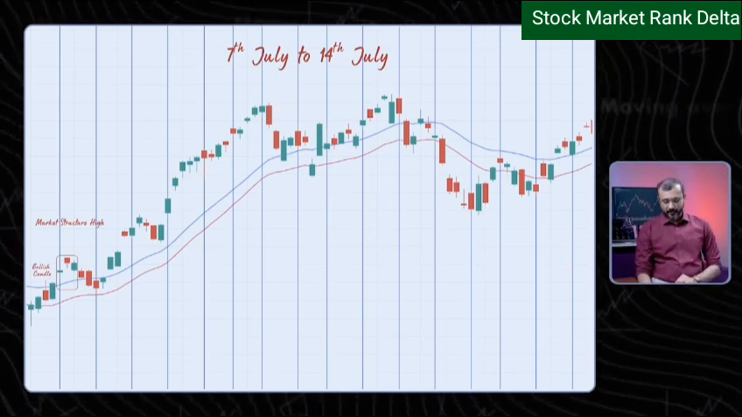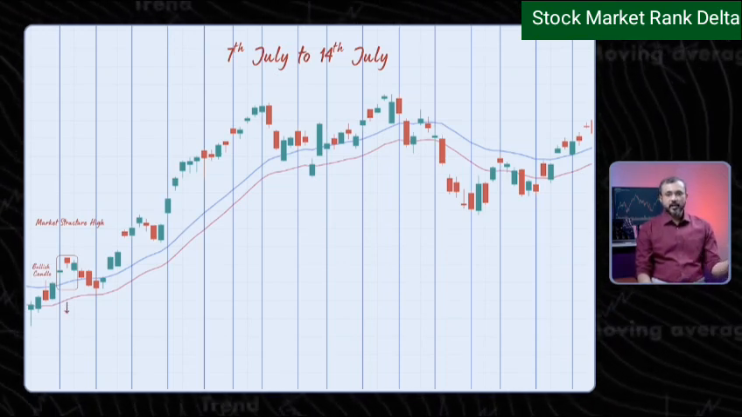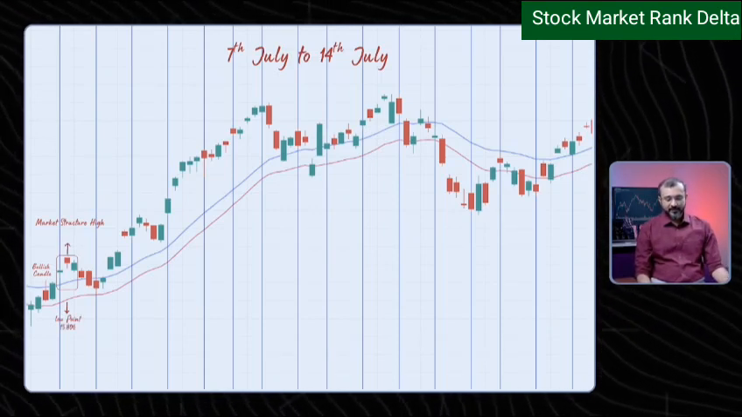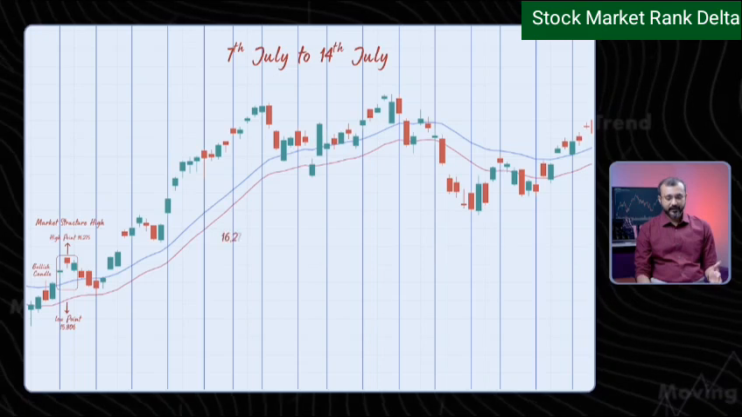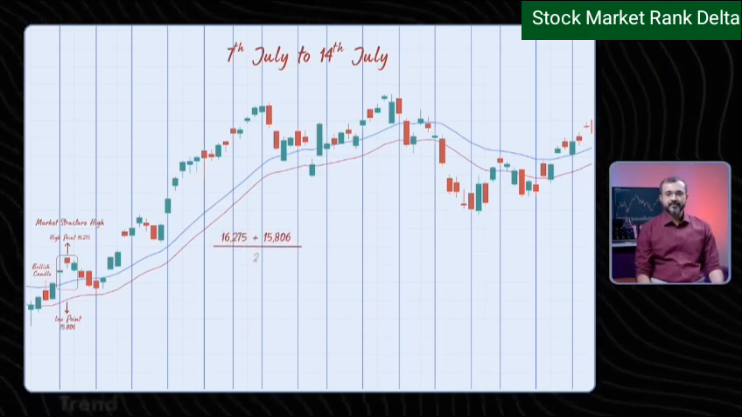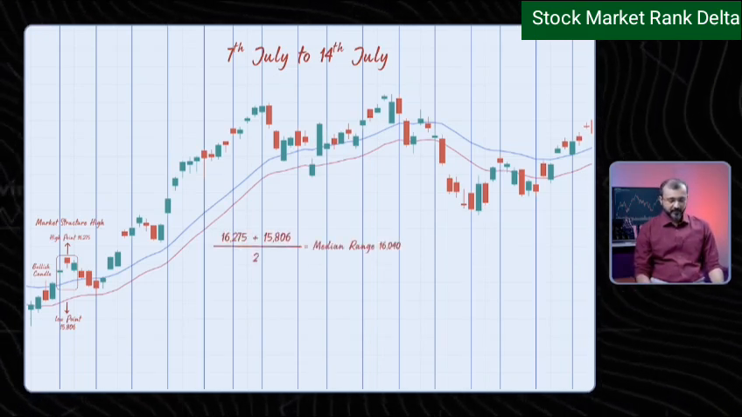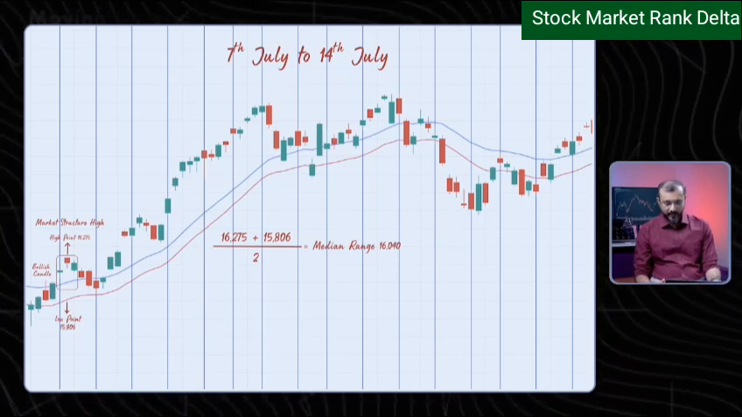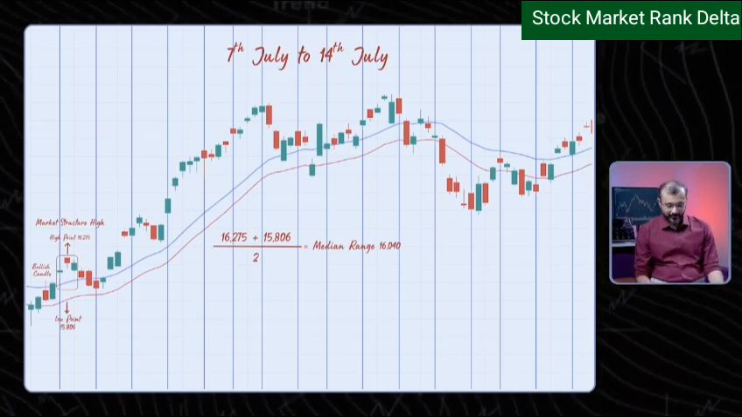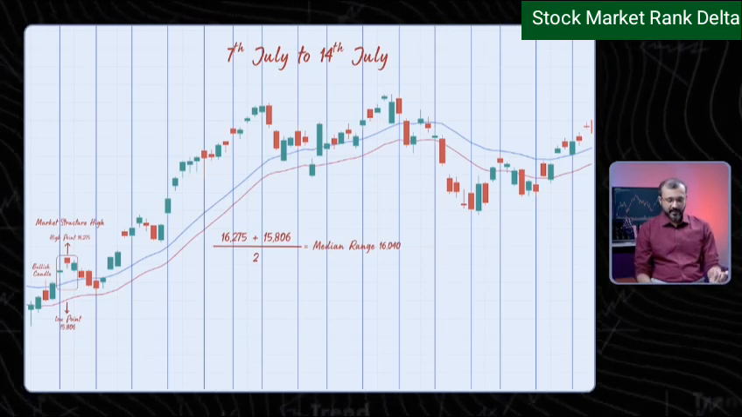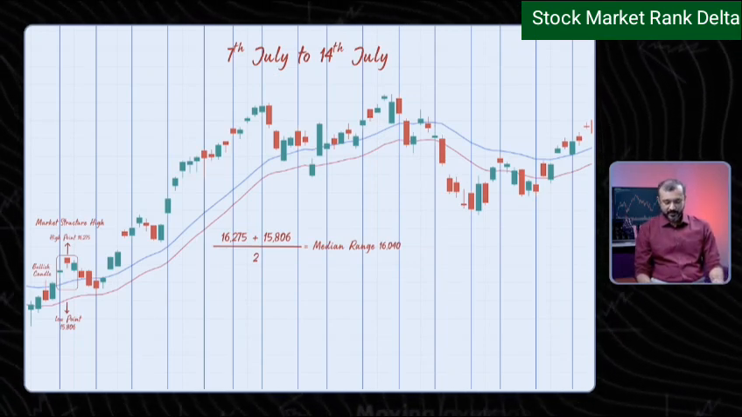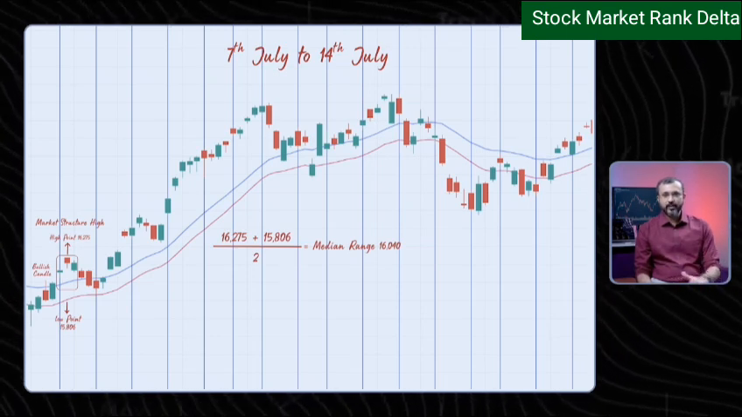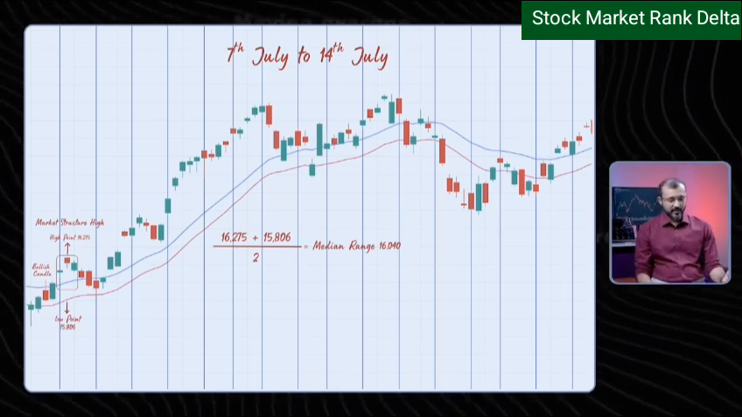But when we come to straddle and we pick the price, the low point is 15,806, the high point is 16,275. We calculate the median range, which is 16,040. We go short somewhere around 171 points. That option has gone to 110. So we have shorted this option at 270 points. That option has gone to 100. So in this move, we have captured 170 points.